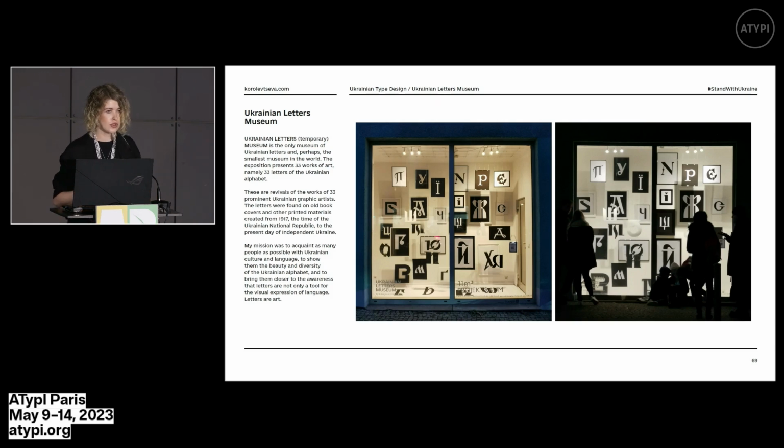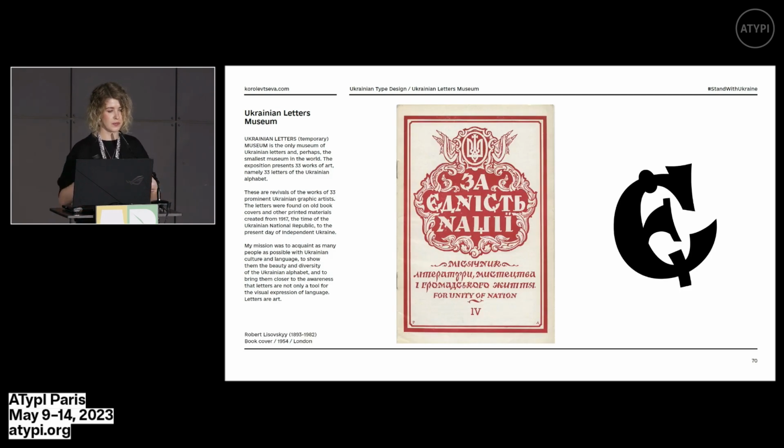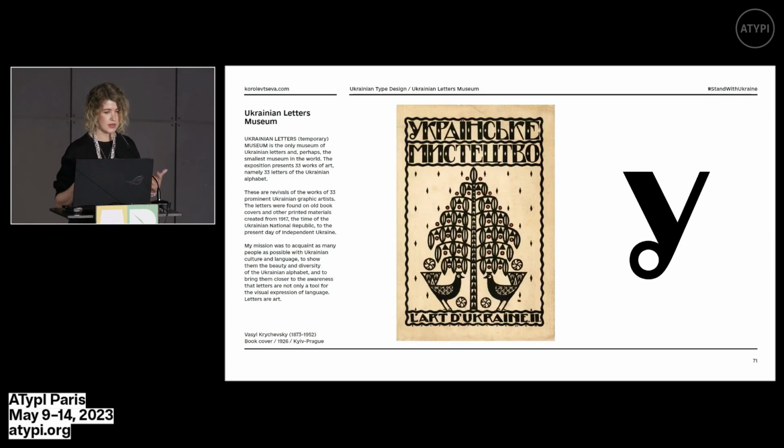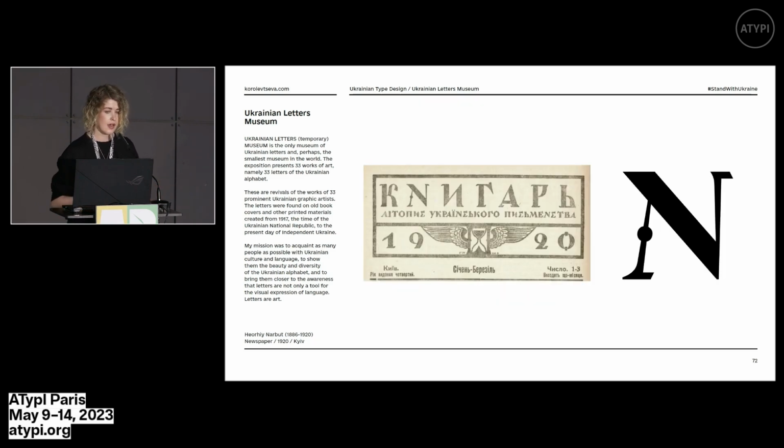I wanted to show not to type designers, but to all people that letters are not only a tool of visual expression of language. Letters are art, and I use this letter from Robert Lisowski's cover. I used this letter U with this tail from the work of Vasil Khrushchevsky from 1926. And of course, I used this letter N, traditional Ukrainian letter N, from the work of Georgy Narbut, who is the father of Ukrainian alphabet and Ukrainian graphic design.